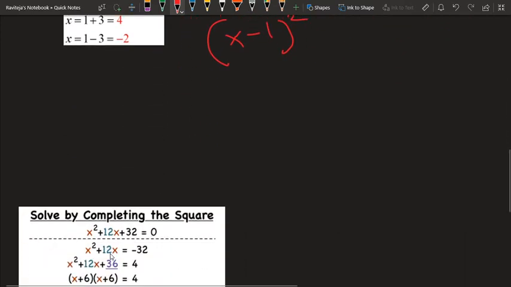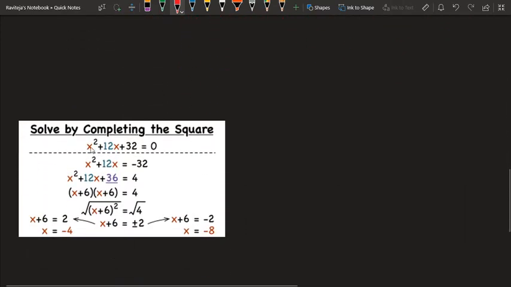Now let's move on to the other example. Here we have x squared plus 12x plus 32. Since there's no coefficient in front of the x squared, we don't have to simplify and find the GCF. Well, let's move on then. We can subtract the c on both sides, so we get minus 32 and then minus 32, which would result in x squared plus 12x equals negative 32.